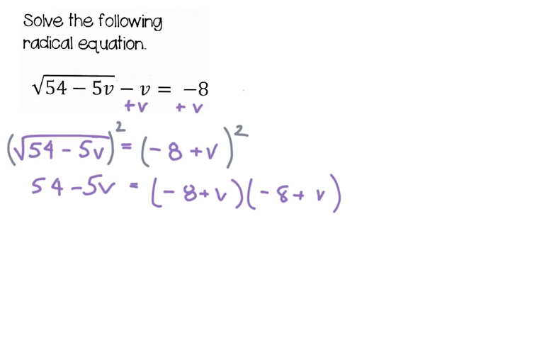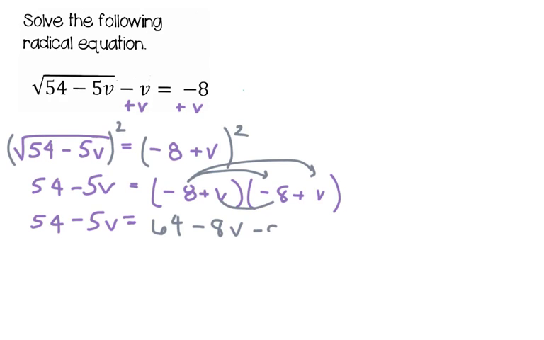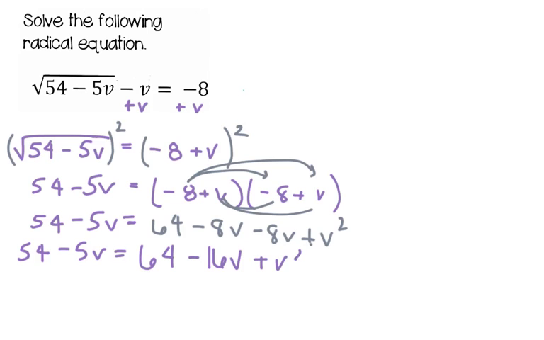Then we can go ahead and multiply that out. We've got to FOIL it. So 54 minus 5v equals, I'm going to distribute here, negative 8 times negative 8 is 64. Negative 8 times v is negative 8v. v times negative 8 is negative 8v. v times v is v squared. Then I can combine like terms. So 54 minus 5v equals 64 minus 16v plus v squared.